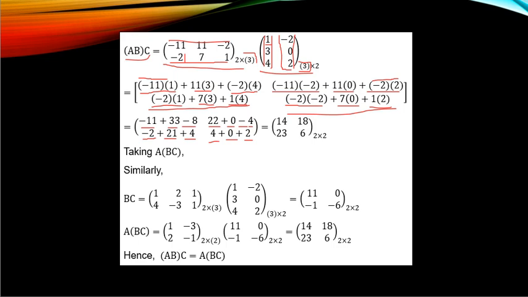Then you add. The first entry, minus 11 plus 33 is 22. Minus 8, you have 14. So the second entry, 22 plus 0 minus 4, you have 18. The second row, first entry, minus 2 plus 21 is 19. Plus 4, you have 23. And the second one is 4 plus 0 plus 2, that is 6. So we know AB times C.